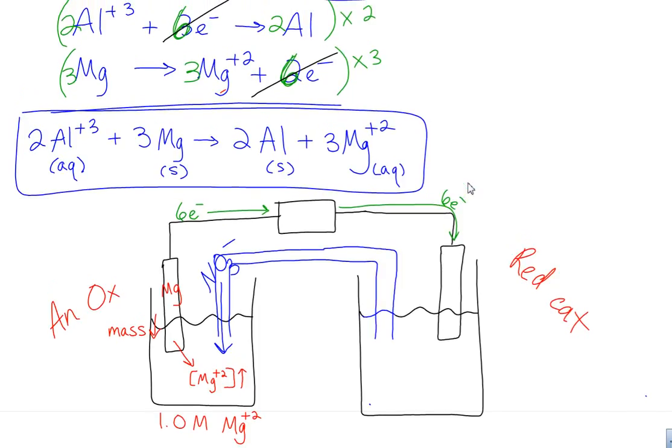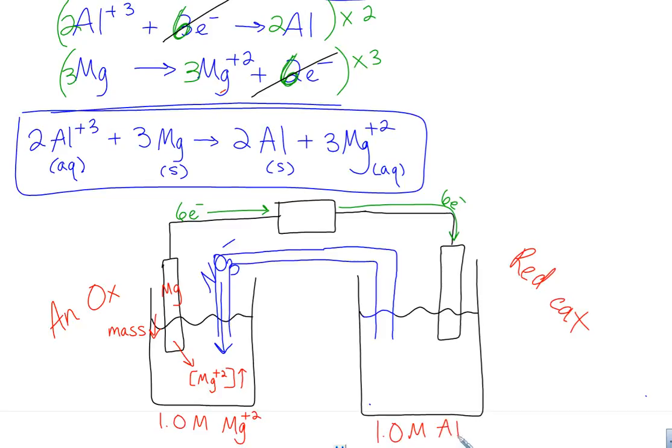Let's scoot that down a little bit. The reduction half involved gaining the electrons, oil rig. That's my aluminum half. So this again would be some kind of a solution of aluminum. We'll make it 1 molar so it's standard. Some kind of aluminum solution.